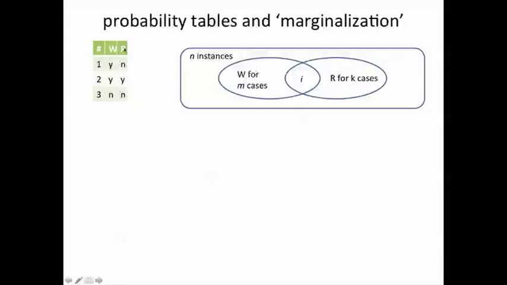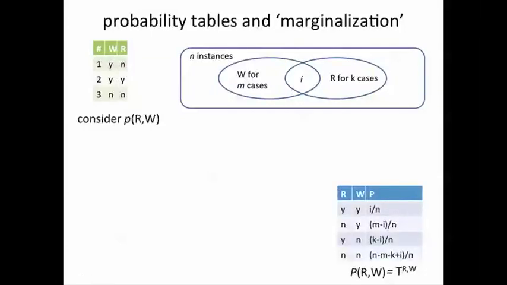So we have data, which is simply W being yes or no, rain being yes or no, and lots of such data, and we can simply compute the probabilities that rain and wetness either occur or don't occur in the following way. So the probability that it rains and the grass is wet is I over n. The probability that it doesn't rain but the grass is still wet is m minus I over n. That it rains and the grass is not wet is k minus I over n.